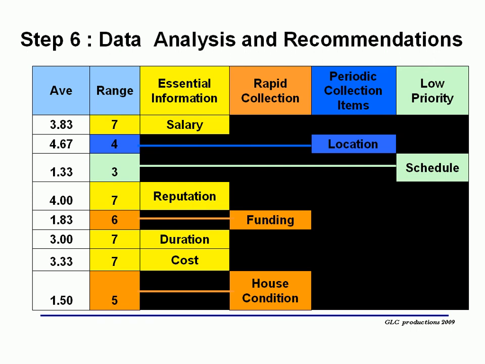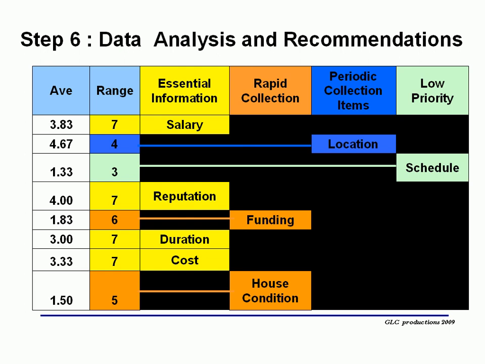The final step was to divide the information items into 4 categories. The essential information needed for all important issues, the rapid collection items, which are items one plans to collect quickly when needed, the periodic collection items, this is a set of information items that are unimportant for most of the decisions, however, they may be vital to a few, and the low priority items, which have a low average importance and moderate to low range, and thus are rarely used.